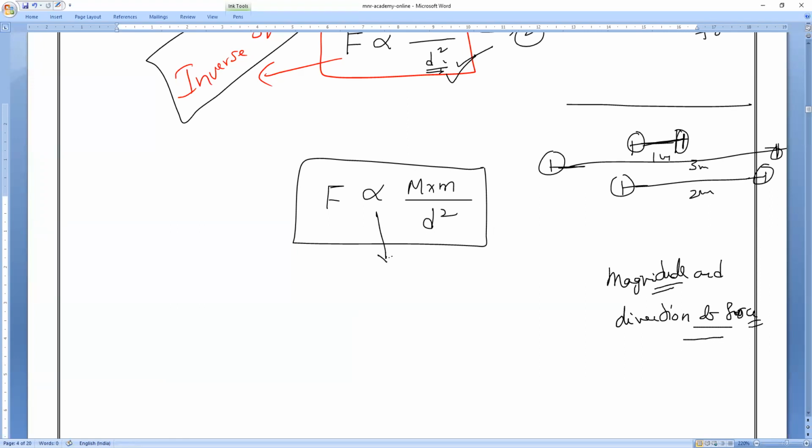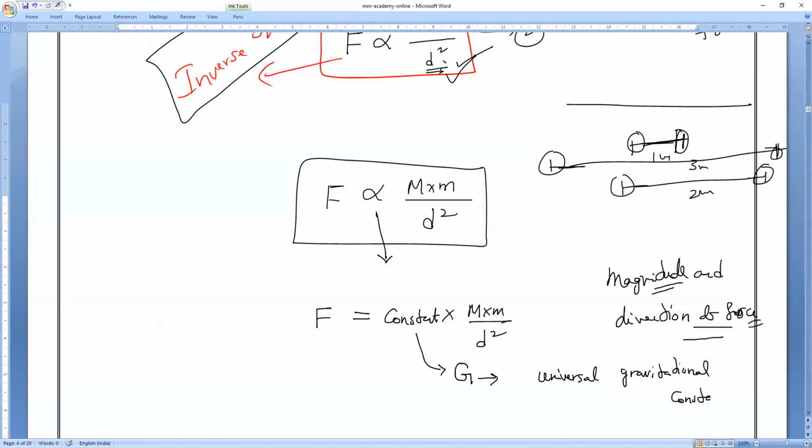Now, sir, if you remove the proportionality, what will happen? We'll take it as a constant. So F equals constant into capital M into small m divided by d square. This constant we call capital G, the universal gravitational constant.